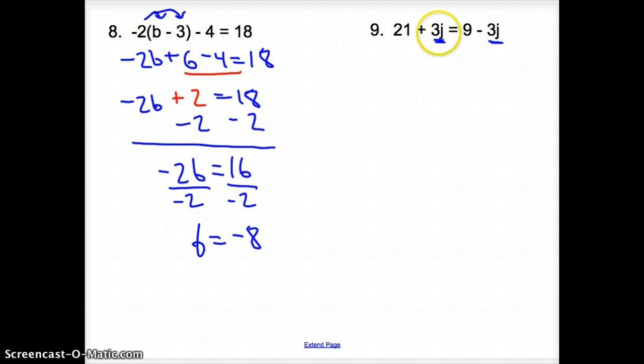Now with number 9, notice that I have j's on both sides. If that happens, we want to get the j's, or the variables, to the same side. And now I just like undoing subtraction. I don't know why, it's just one of my favorite things to do. So I'm going to start with this -3j. How do I move this 3j to the other side?